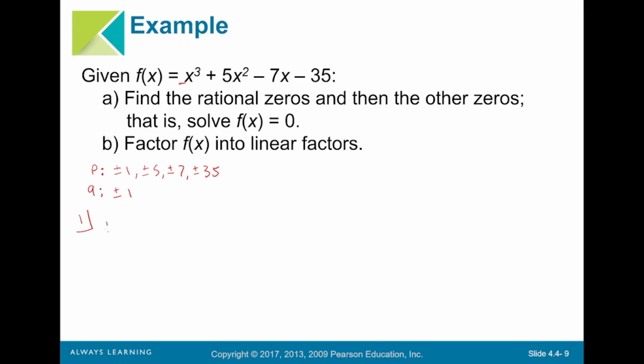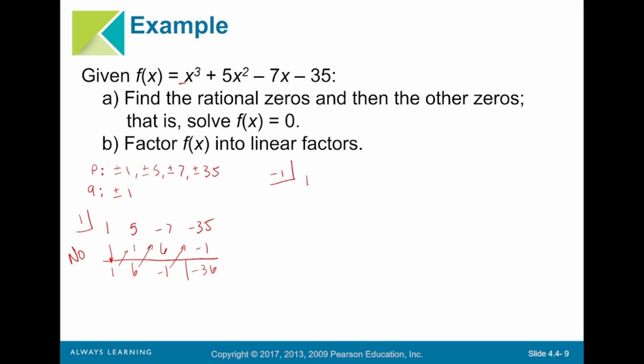So starting with 1, we have to look at our coefficients. 1, 5, negative 7, negative 35. I give myself some space and draw a line. And we drop the 1. Then I do 1 times 1. Bring it up here. I get 1. 5 plus 1 is 6. 6 times 1 is 6. Negative 7 plus 6 is negative 1. Negative 1 times 1 is negative 1. Negative 35 minus 1 is negative 36. Oh, so that one is not a 0. That one was not useful. That's okay. Let's try negative 1 next.